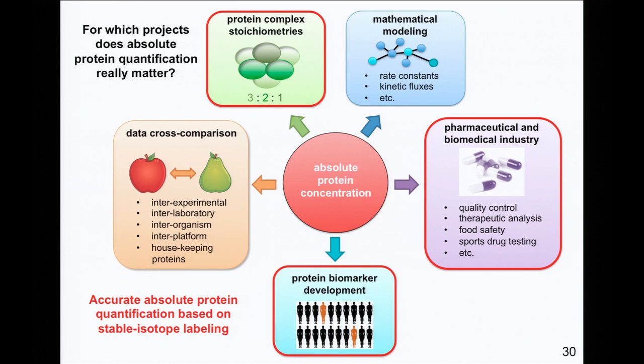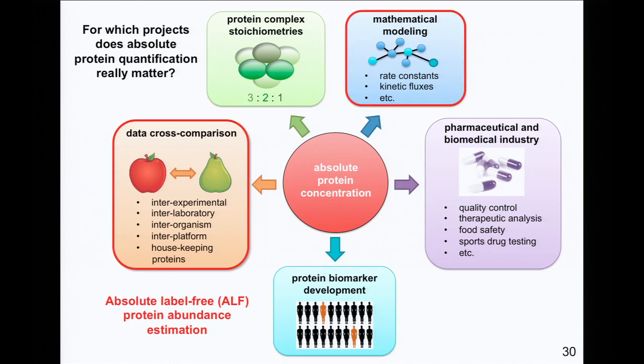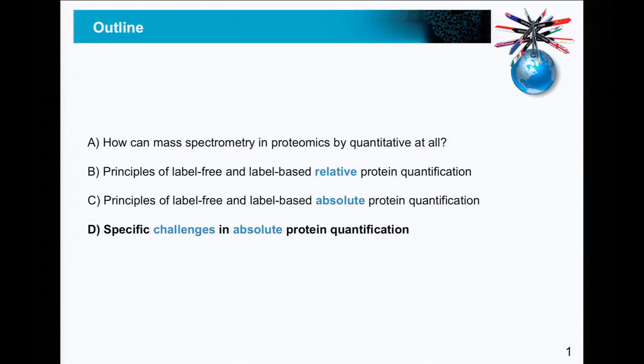But in these other two fields of application, where you look more globally at the proteome, and where it's important to have absolute data for a lot of proteins, and where you can maybe better live with this twofold error, these are typical fields of application where ALF abundances can be very valuable and a good method of choice. Are there any more questions on absolute quantification?